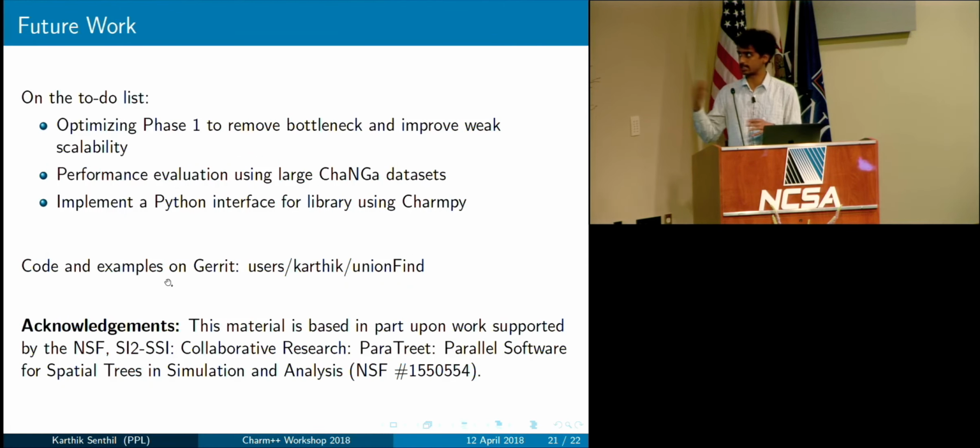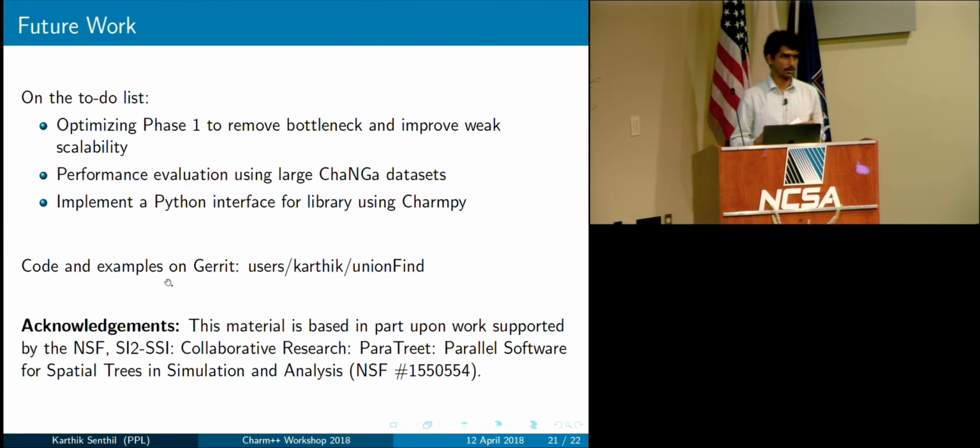Primarily, we want to optimize this phase 1 to remove all the bottlenecks, and we are leaning towards implementing a decentralized union find algorithm. Thanks to Professor Edgar, we were able to come up with a formal algorithm for it, and I'm now working on implementing it and integrating it into our library. That should also improve our weak scalability performance right now.